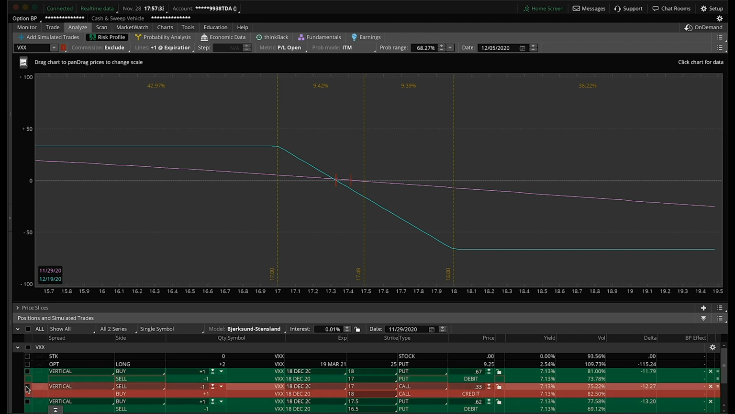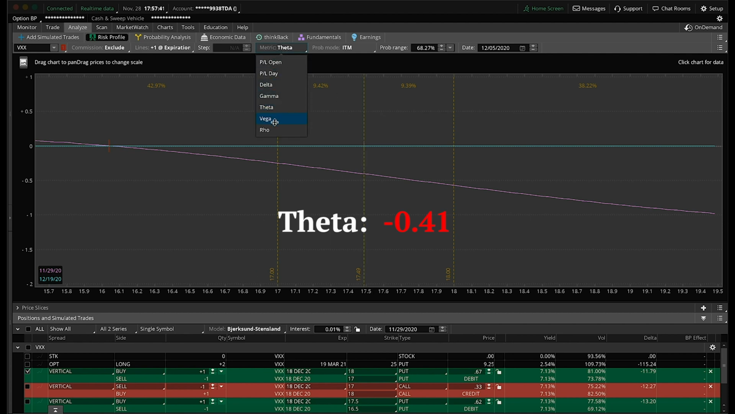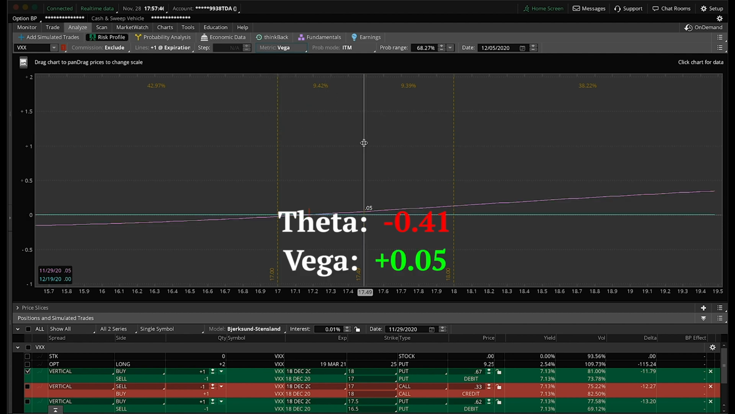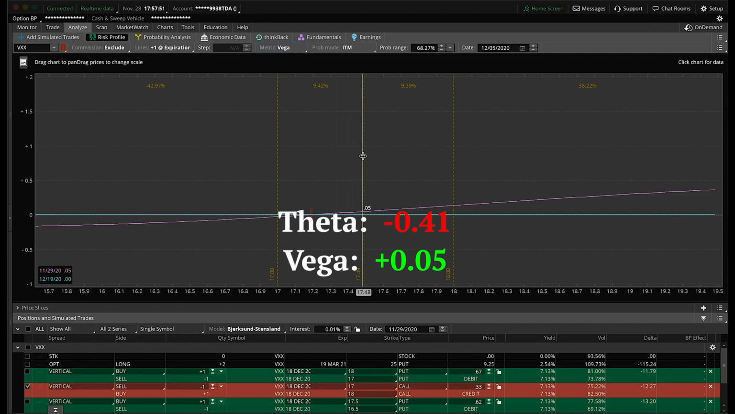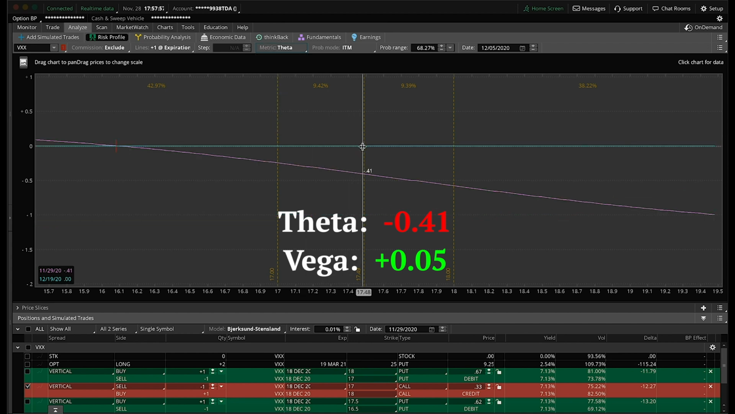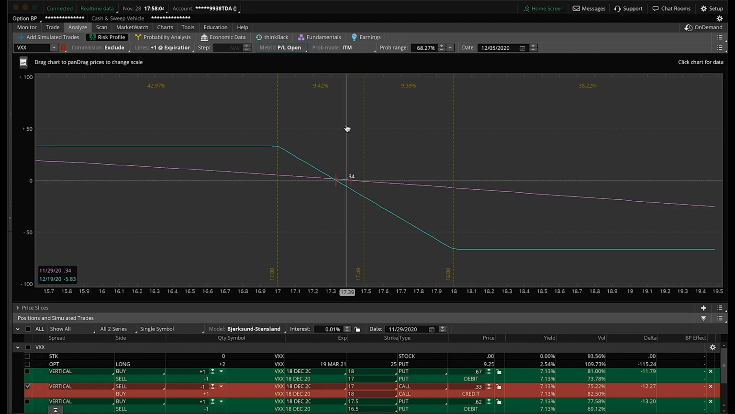We can check the Greeks really quick just to confirm that. Here's the long put vertical, and we can see that our theta is positive, 41 cents there, and our vega positive at 5 cents. Now we can go to the short call vertical and we can see the same thing. The vega is 5 cents and the theta is going to be that same 41 cents. In every way, these are mathematically identical trades.